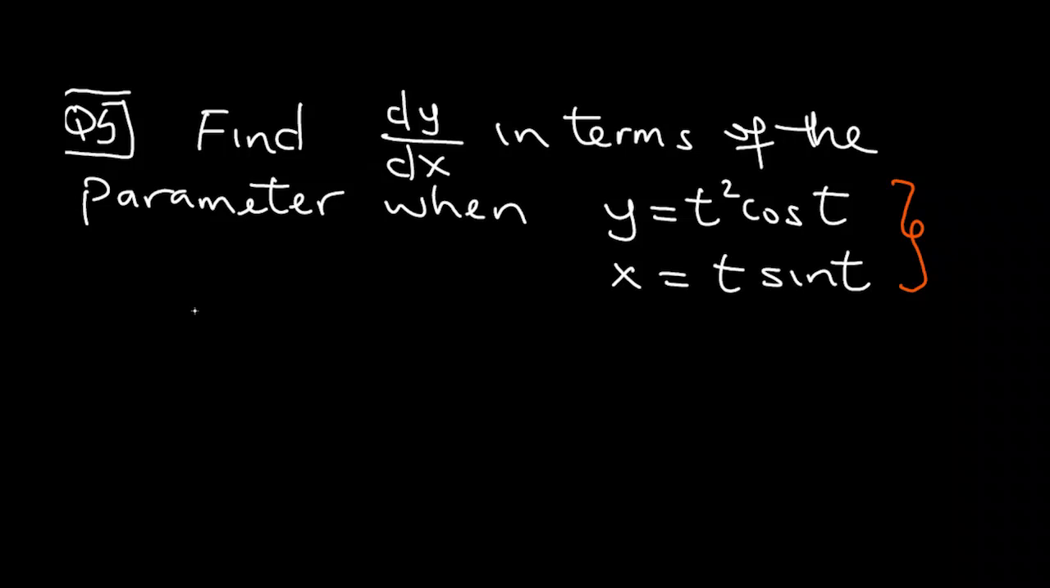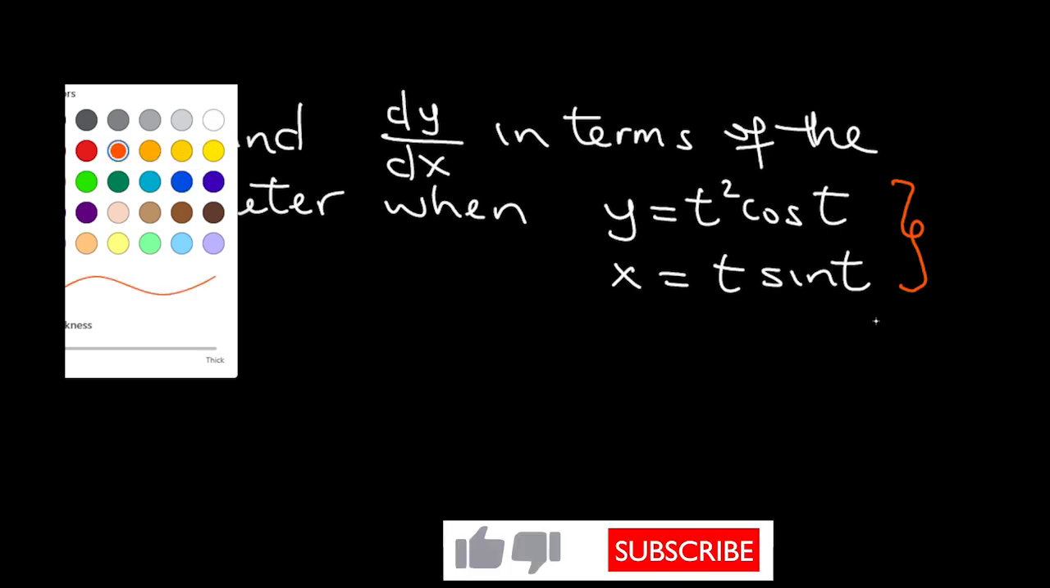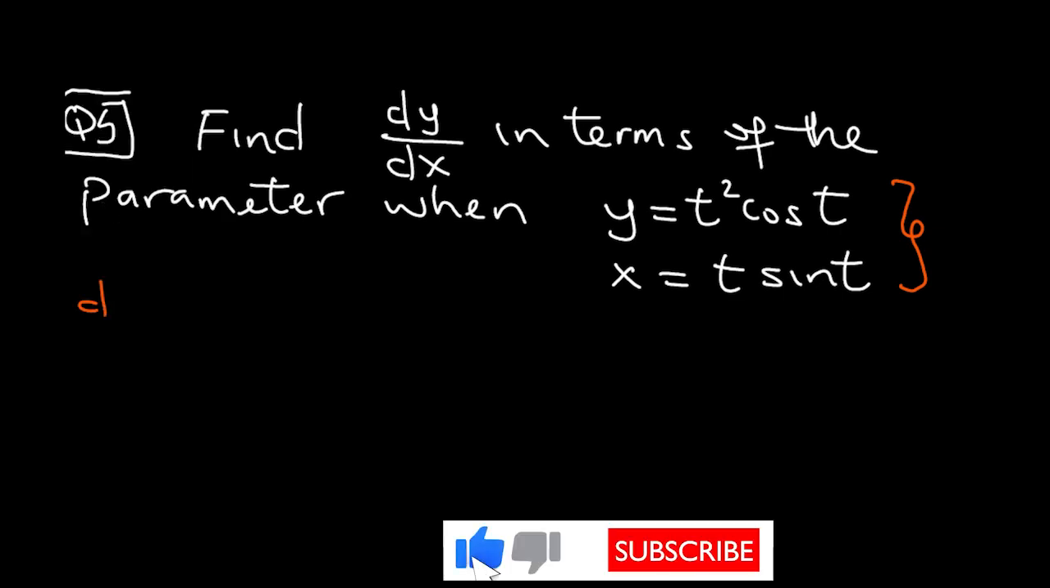Yeah, question 5. Find dy/dx in terms of the parameter when y is equal to t squared times cos t, and x is equal to t sin t. So what we're going to do is differentiate the given functions with respect to t. So we're going to get dy/dt, and that involves a product rule.